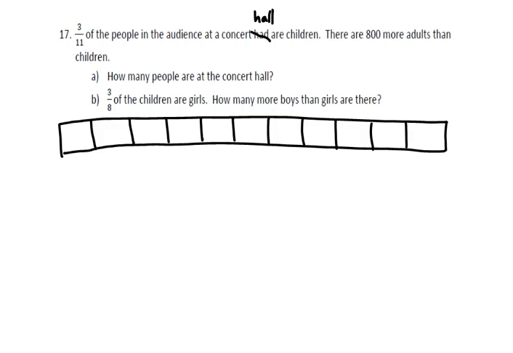Okay, so here's a fraction bar broken into 11ths. Well, 3/11ths of the people in the audience are children, so we mark the children that way. And there are 800 more adults than children. So if the remaining 8/11ths are adults, then you would need 3/11ths of the adults to equal the amount of children that were there. So any more adults after that would be adults more than children.